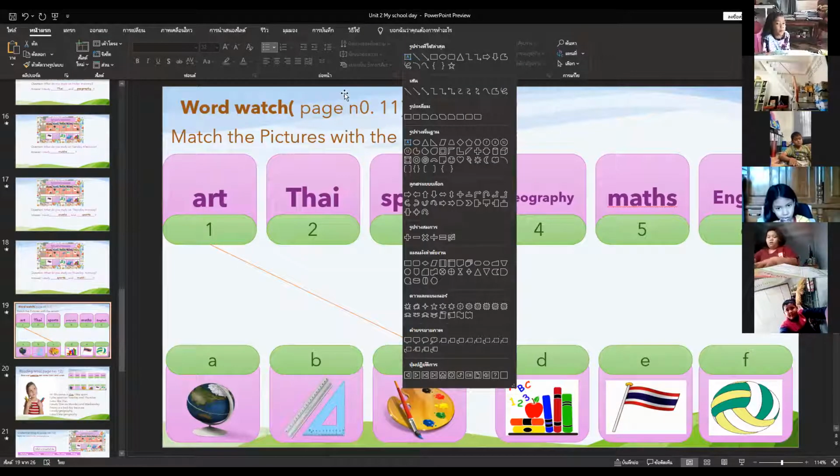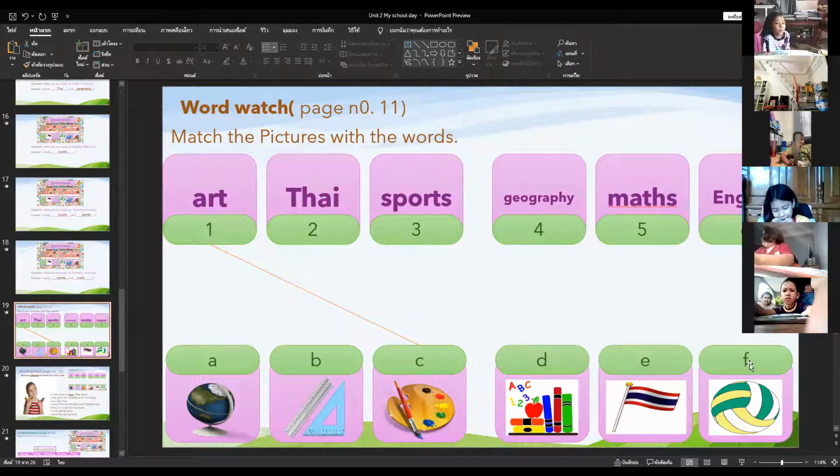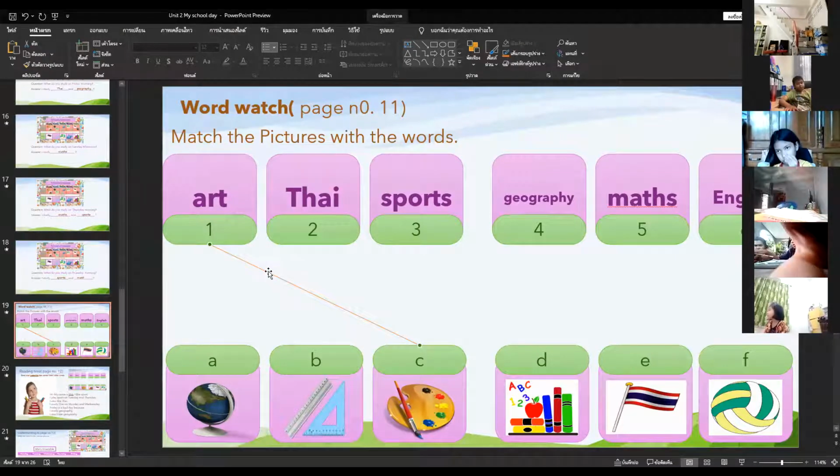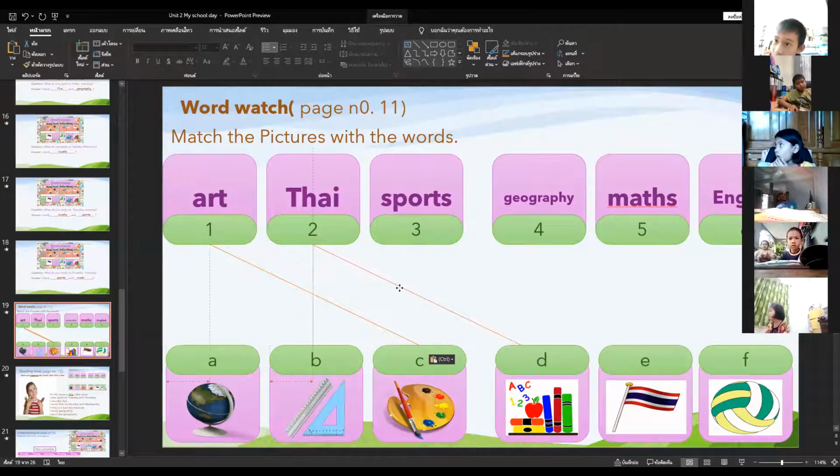Okay, let's answer. If you are correct, you're going to check, okay? So we do this one. Okay, we have number two, we have Thai. What letter?